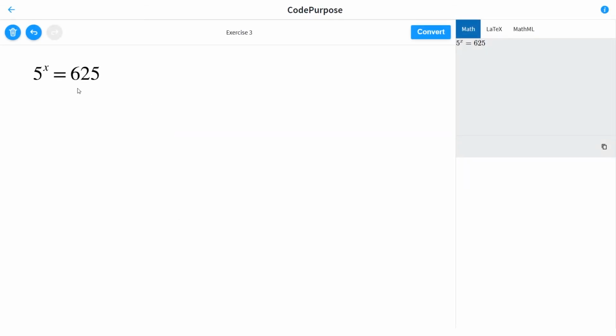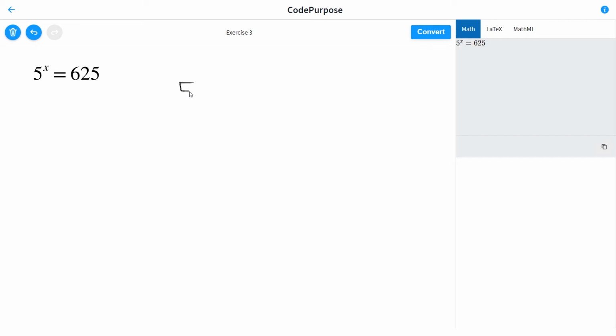Hello guys, here we are with the third exercise, which says 5 to the power of x is equal to 625. Again, we check the bases. We have 5 and 625. Because the x is with the number 5, we should try to convert the number 625 to a power of 5. Let's start and try if we can get the number.